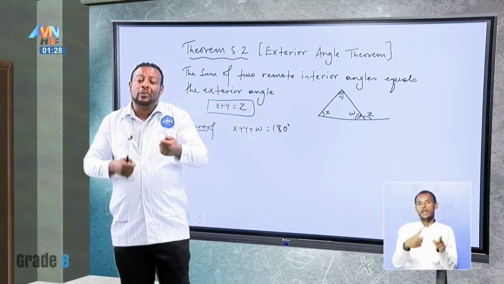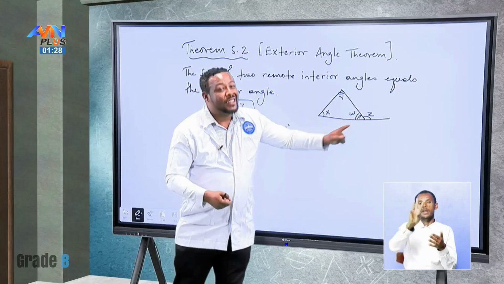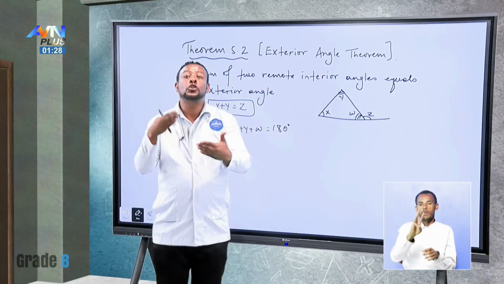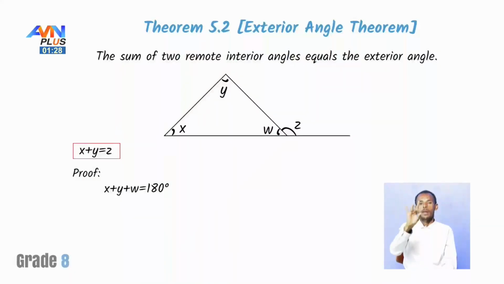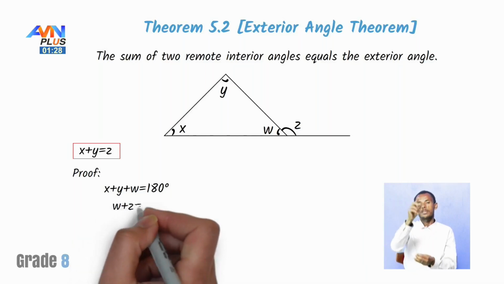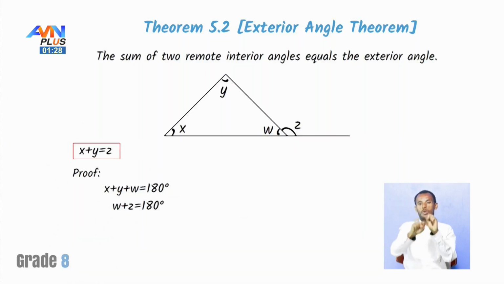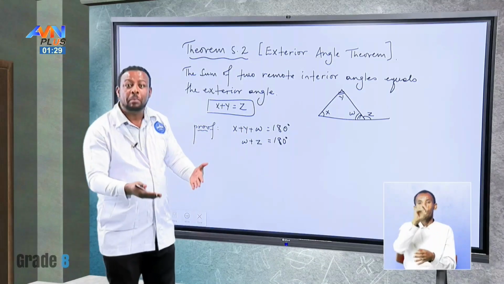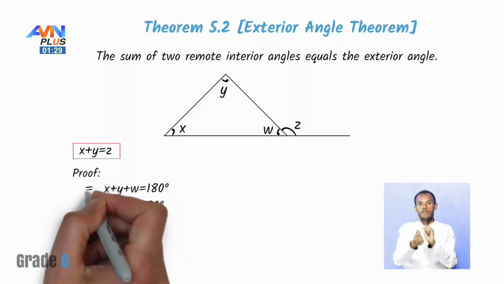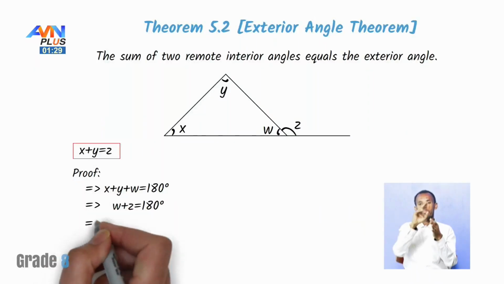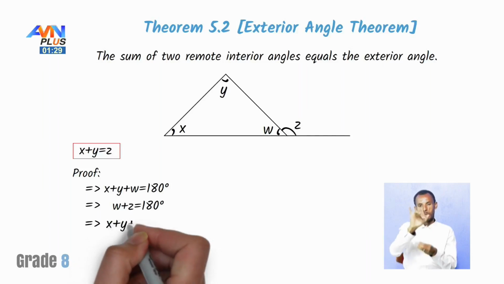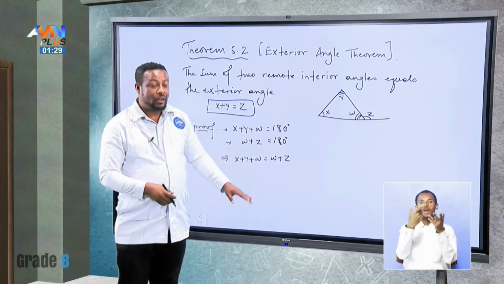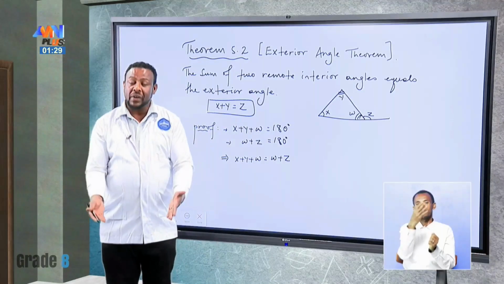The other thing that we need to know is W and Z together form a straight angle, right? So W plus Z should be 180 degrees. So we know these two things. Now, if these two are the same, which is 180 degrees, by transitivity, we can take these two expressions as the same, okay? So X plus Y plus W is equal to W plus Z, because both of them are 180 degrees.